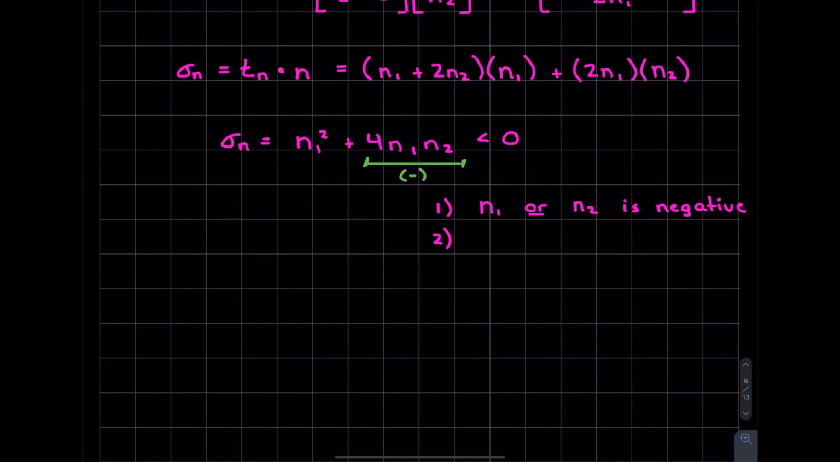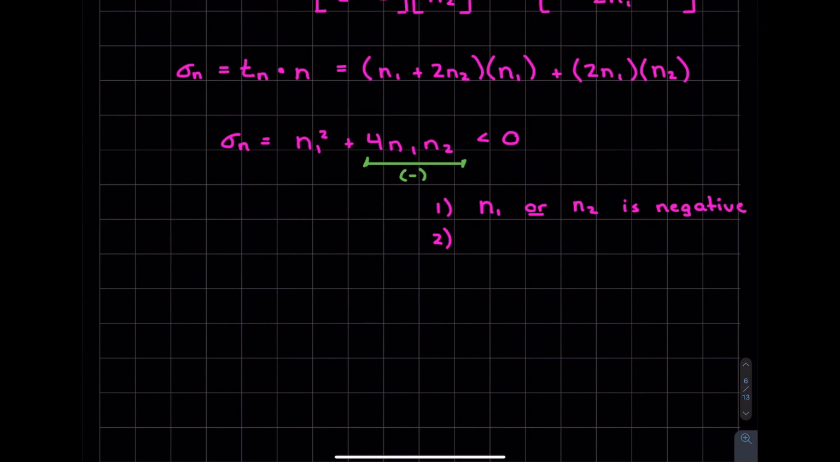In order to make that negative, either n1 or n2 has to be negative. And remember, it's "or". If both of them are negative, then that turns positive. So the first key one is that n1 or n2, but not both, is negative.